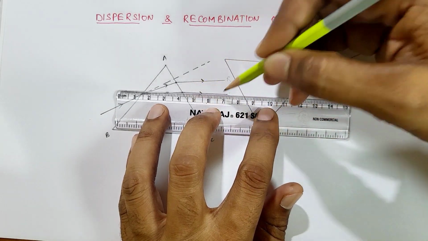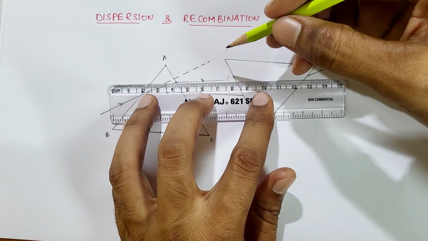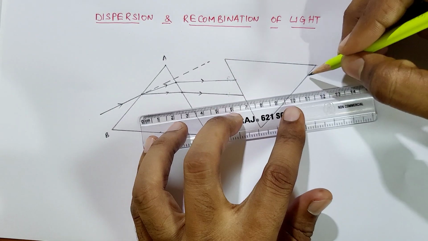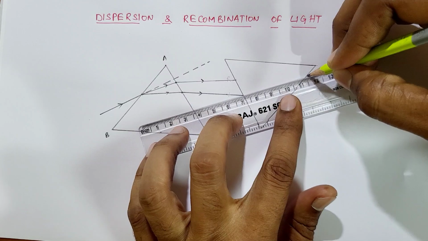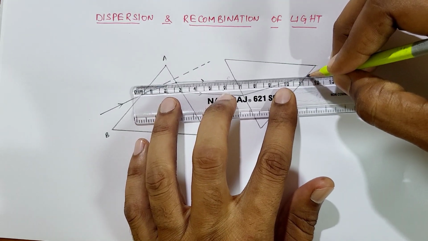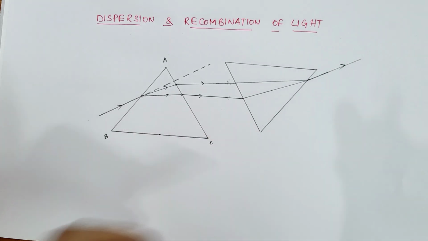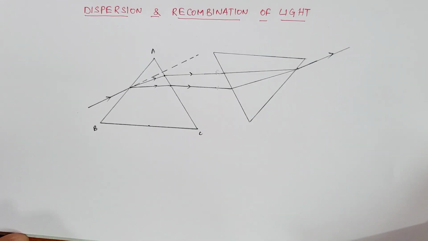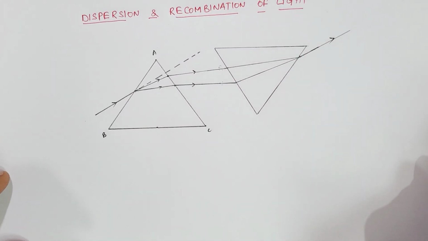These two dispersed light rays are coming like this, correct? And this is one more dispersed light coming like this. This should be joined to here like this, and this also should be joined here. Okay? So this will be the perfect dispersion and recombination diagram.